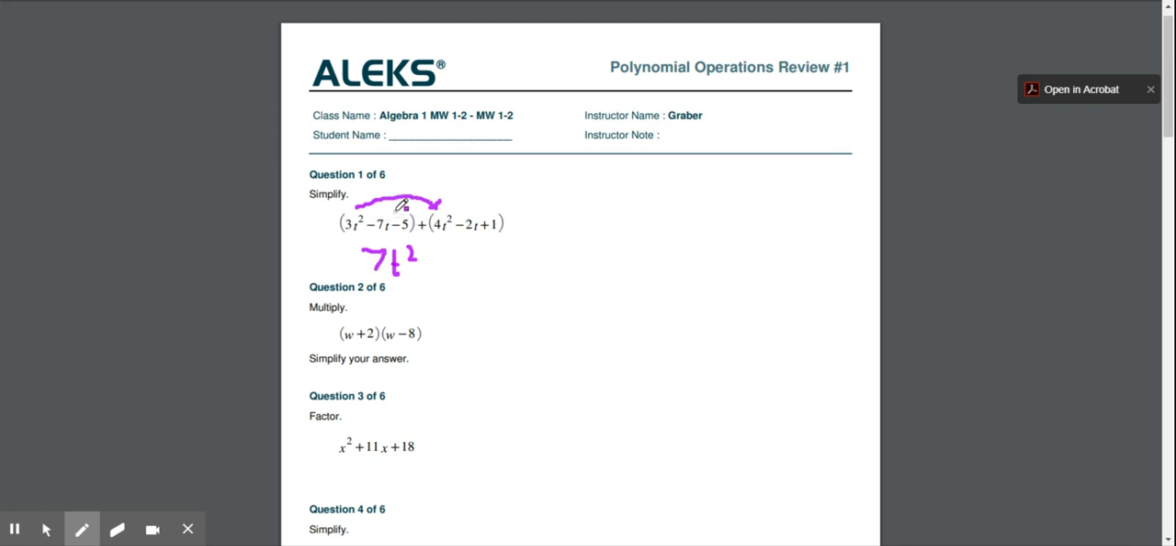Then we combine the t's. Look at the sign in front. It's negative 7t plus negative 2t. And then we combine our constants, or the normal numbers at the end, which is negative 5 plus 1, which gives us negative 4. That's all you have to do for that one. Just combine the like terms and write that in.